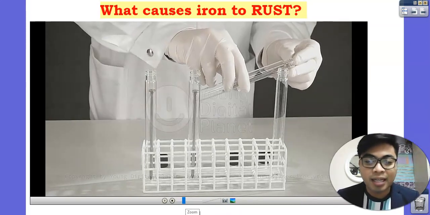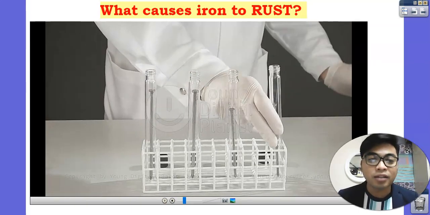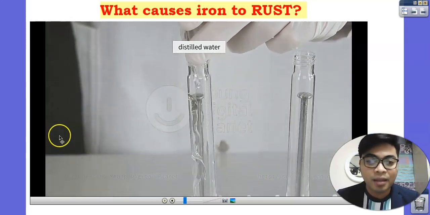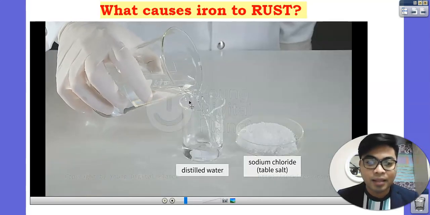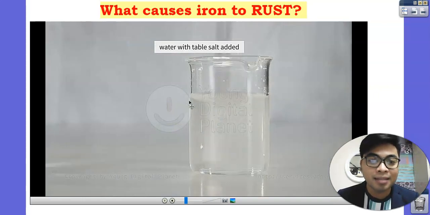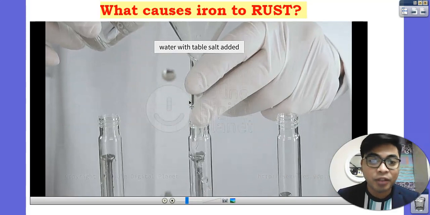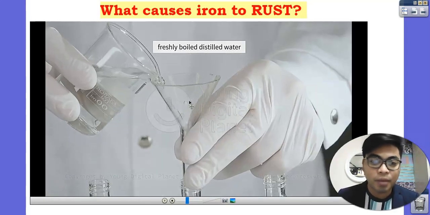We're going to put the nails inside the test tube to test at which condition the nails will rust. So we put in test tube 1 distilled water. In test tube number 2, we're going to put distilled water plus table salt. Again, this one will represent your seawater. So we're going to add it on test tube number 2.